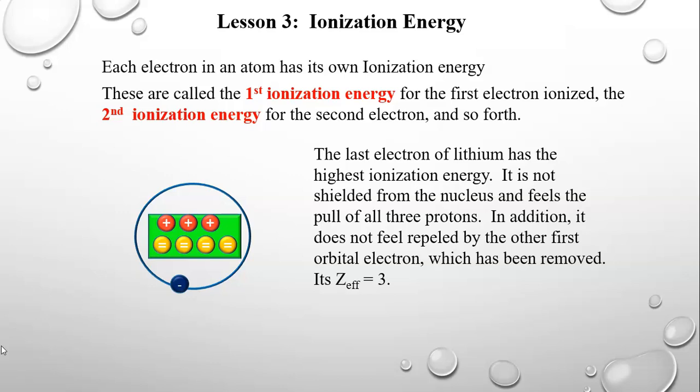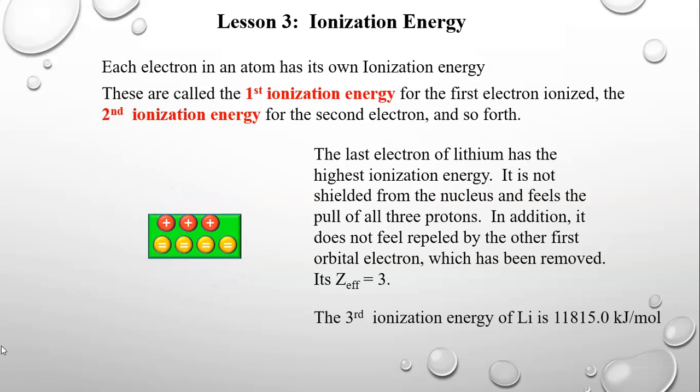So ionization energies of electrons increase as you take away electrons. As you take away electrons, the electrons that remain have higher and higher ionization energies. The third ionization energy of lithium is 11,815, so it goes up significantly.